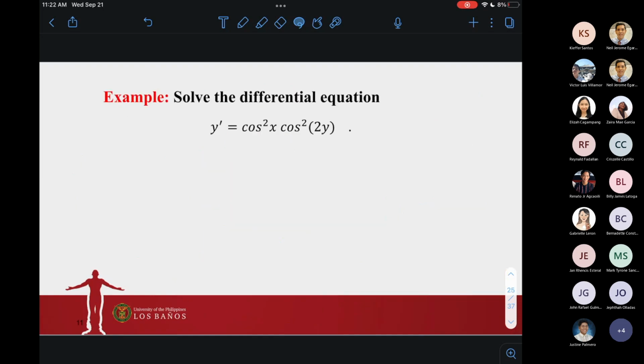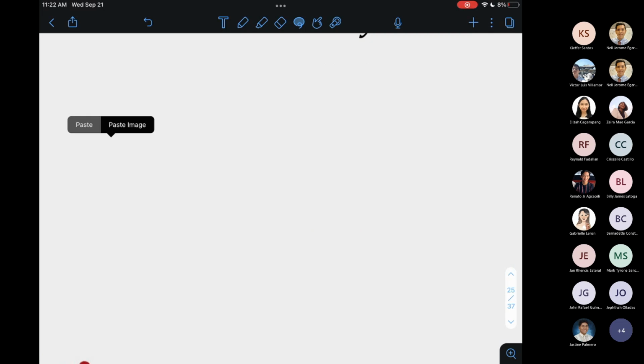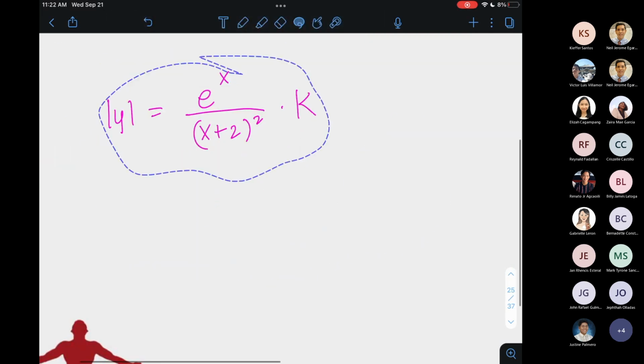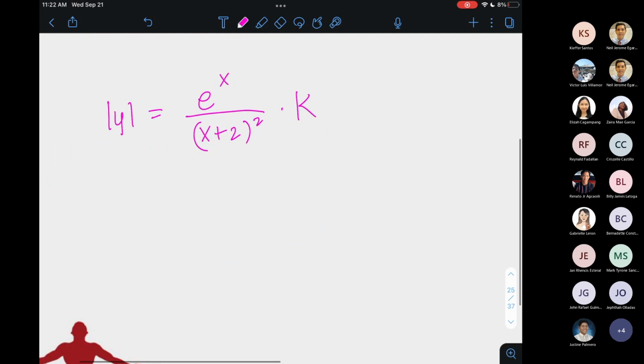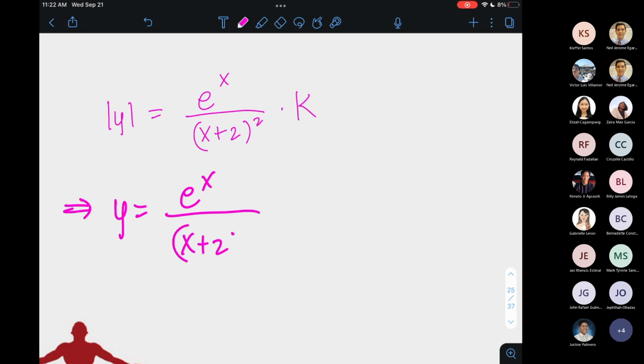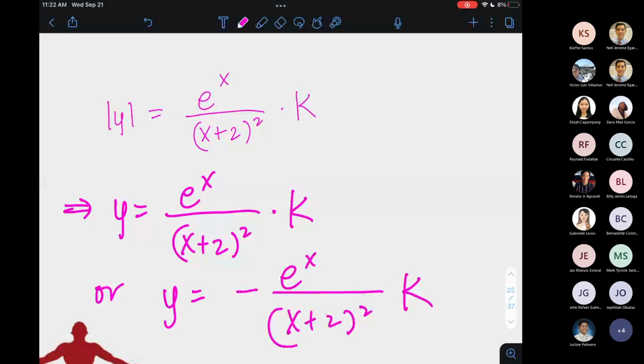explain ko lang mabilis kung bakit ganun yung nangyari. Maybe here. Remember, ang ibig sabihin nito is either y is equal to e to the x over x plus 2 quantity squared times k, or y equals the negative of e to the x over x plus 2 quantity. Right? Yan yung dalawang possibilities for the solution kasi naka-absolute value yung y. Pero pag itong negative sign dito, isinama ko dun sa k, right? Naging arbitrary constant na lang din siya.